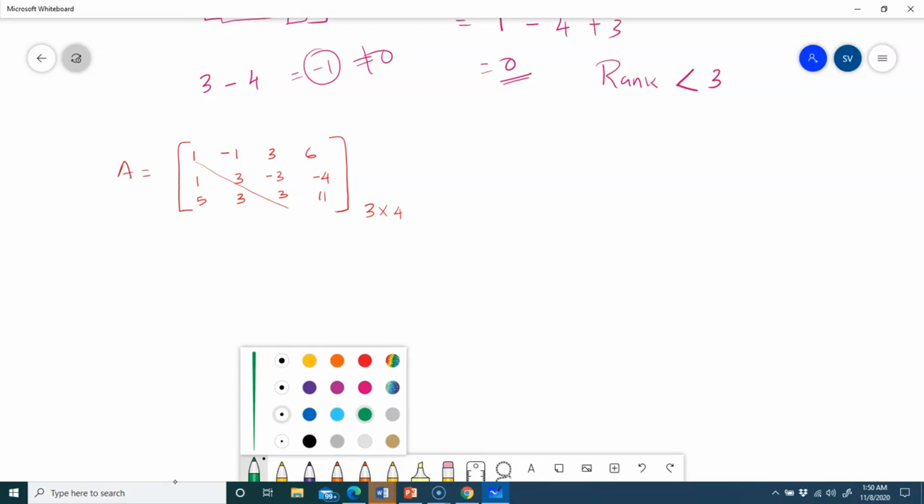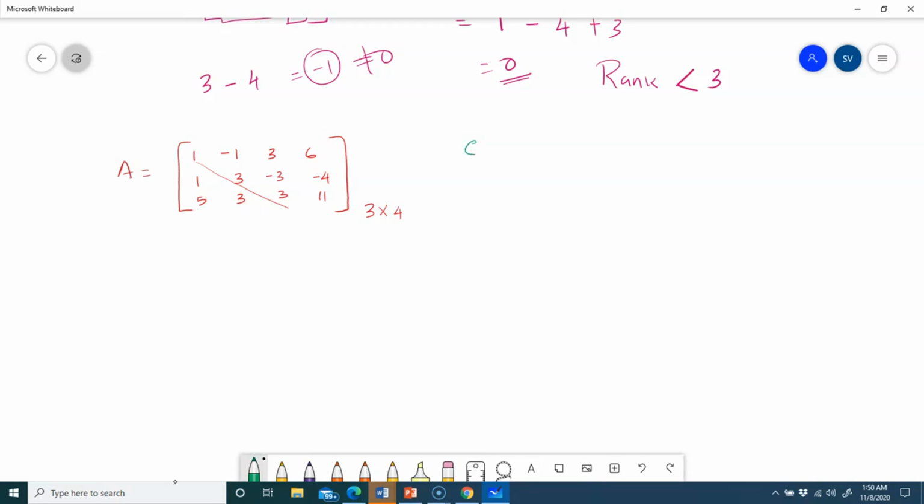You can use your own way of thinking, but what I am doing here is rewriting column 2 as the sum of column 2 and column 1.